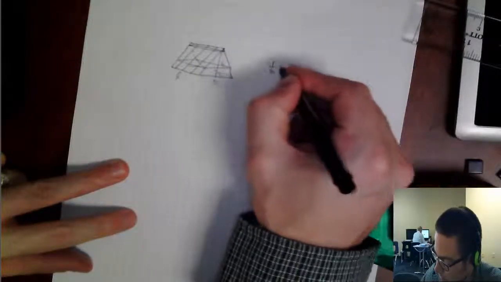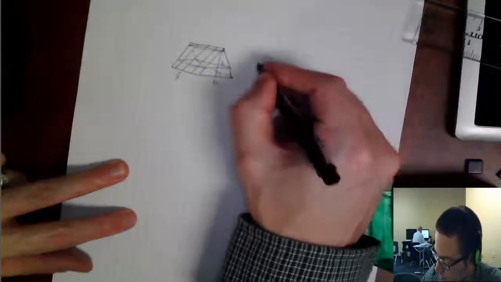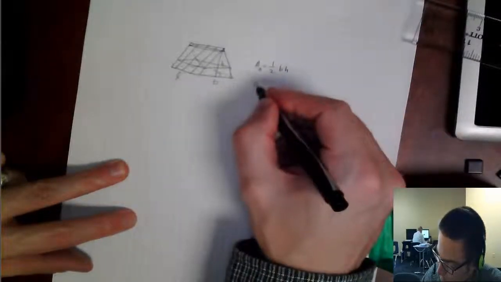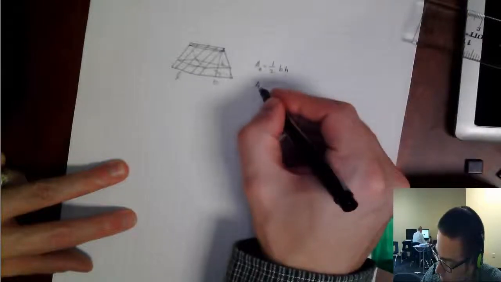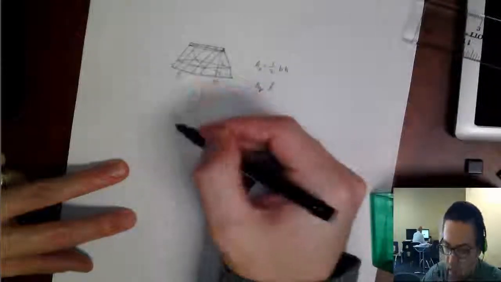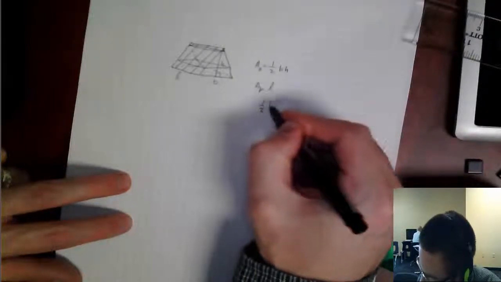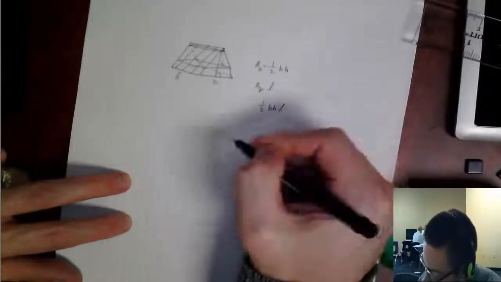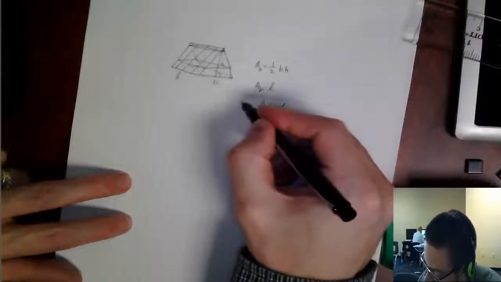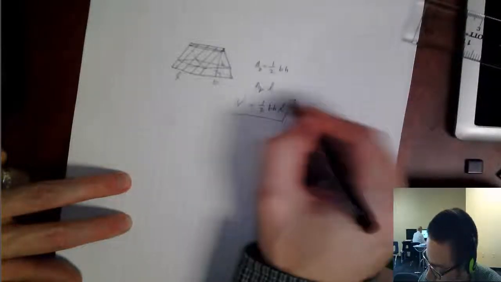So we would have 1/2 base times height, that is the area of the base in this case, times the height, which in this case was L, right? I tried to trick you there. So this would be 1/2 BH times L. And that is the volume of that prism.